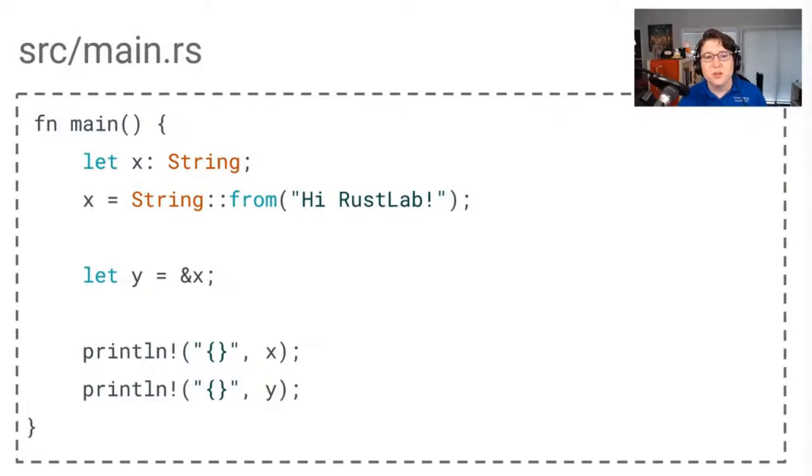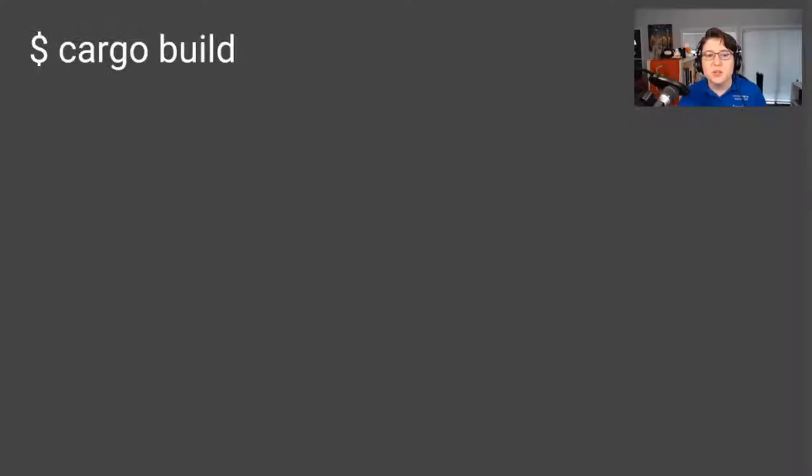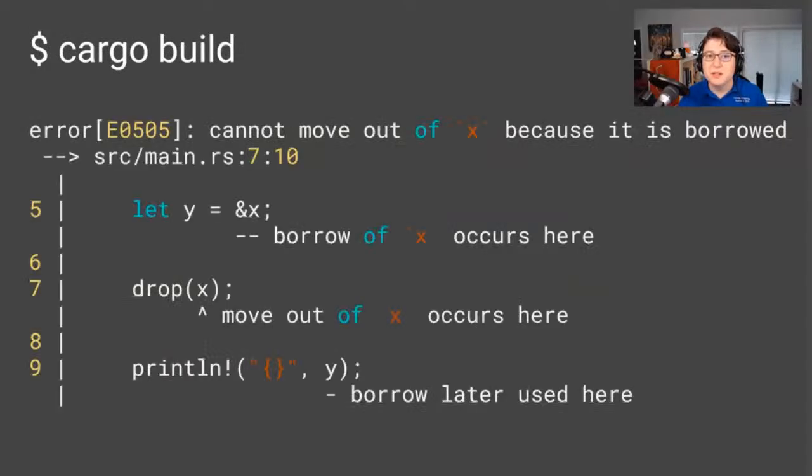Looking back at our code, let's experiment and alter this slightly. Let's try to drop the value of the variable x before we try to print out the value of y. When we do this and attempt to build this code using cargo build, we get an error.